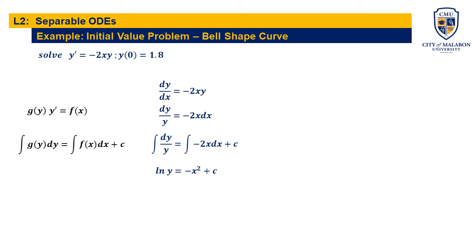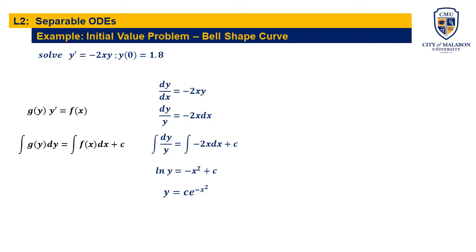But then before that, we should simplify this equation first. Okay, so to simplify, we will take the exponential of this equation. Therefore, we will have y is equal to c times e to the negative x squared as our general equation.